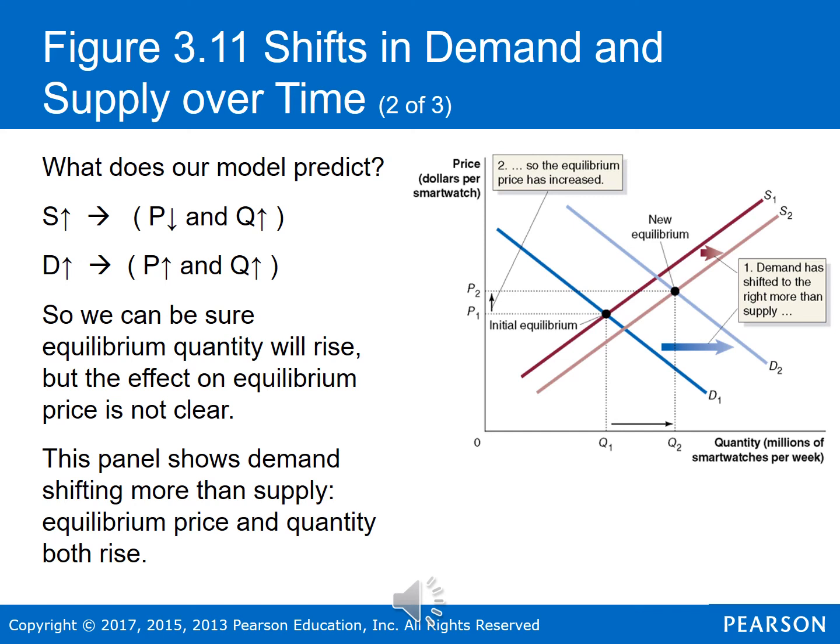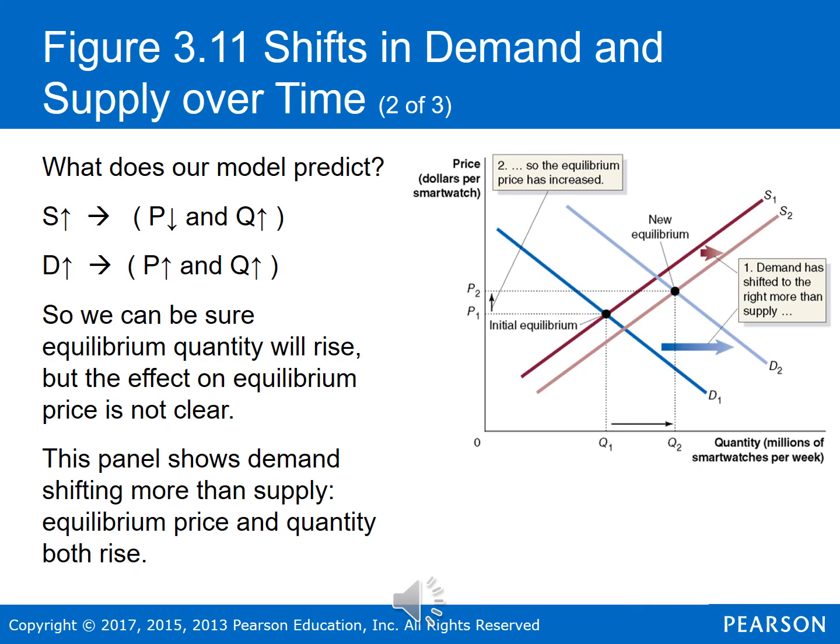So we can be sure that equilibrium quantity is going to rise in this case, because both shifts in supply and demand are going to cause an increase in the quantity. However, the effect on price is not clear. The shift in supply causes the price to fall. An increase in demand causes the price to increase. So the effect is going to be ambiguous, and it's going to depend on whether the supply curve shifts more or the demand curve shifts more.